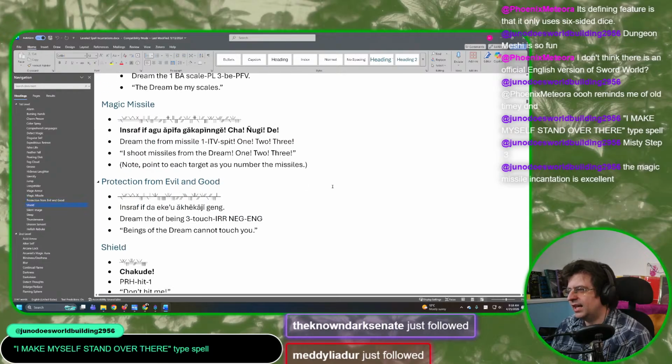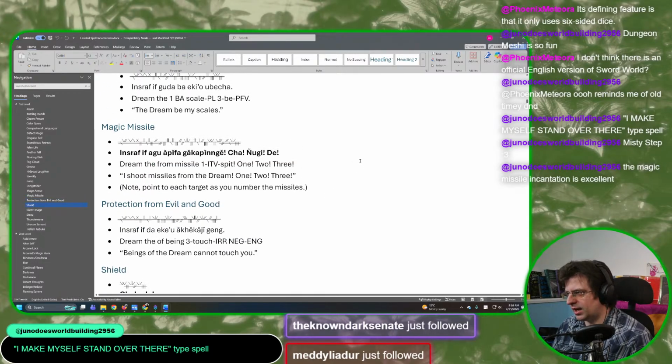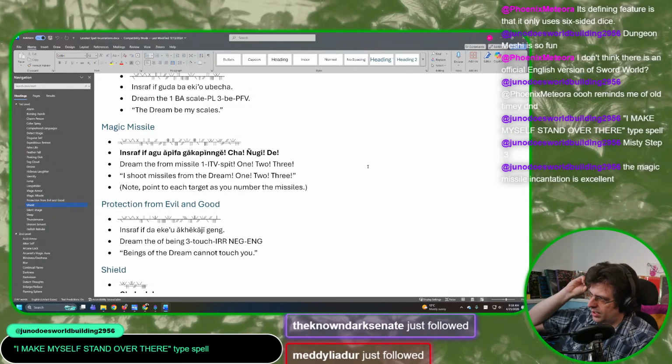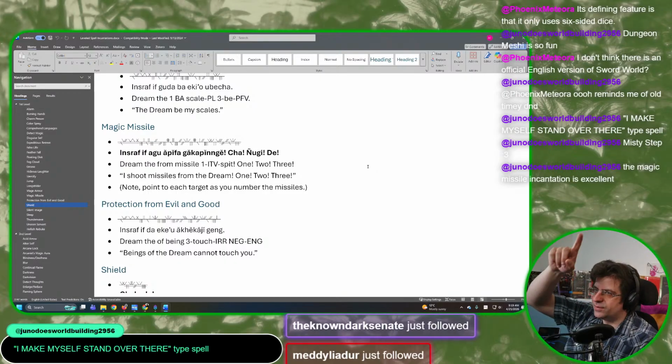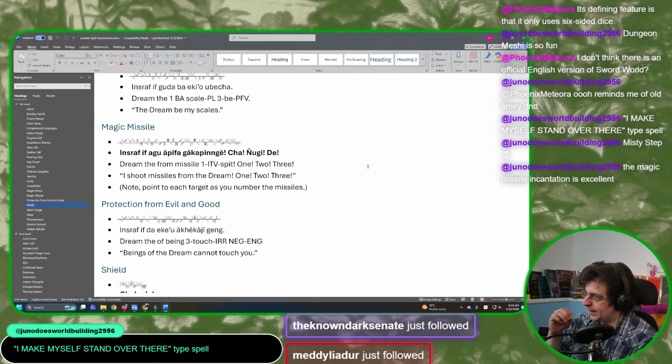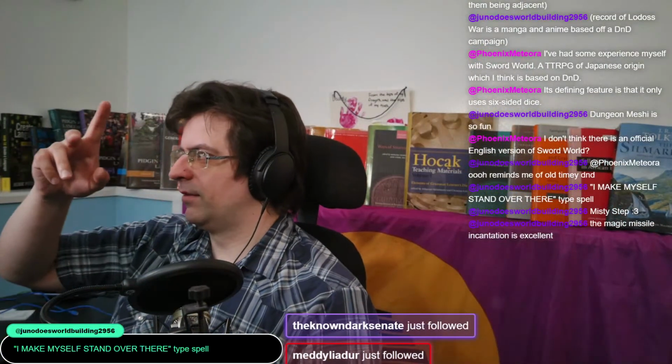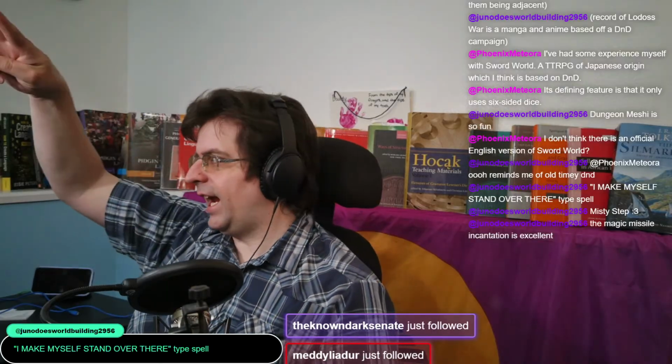Magic missile, okay. Insraf if agu apifa gakapinge, right? So I shoot missiles from the dream, and my idea with this was that you would actually count out your missiles, like cha, nyuge, nyugi, de, right? And direct them as you're counting. Because that's the thing with magic missile: you get to choose the target of each missile. So you shout, if you're casting at one person, cha nyugi de, or you could be looking around the battlefield at a bunch of enemies that are low, and you go, okay, cha nyugi de.